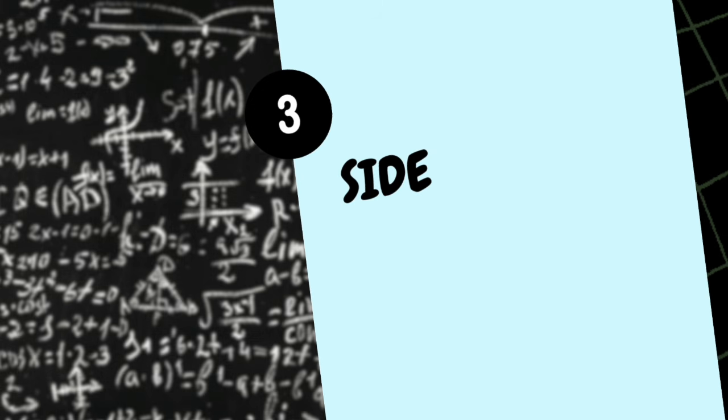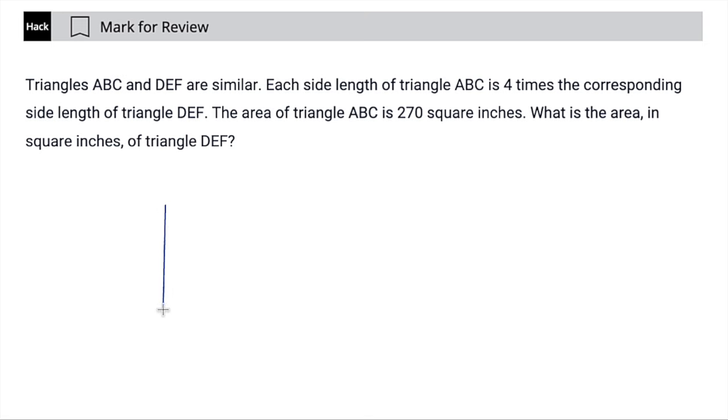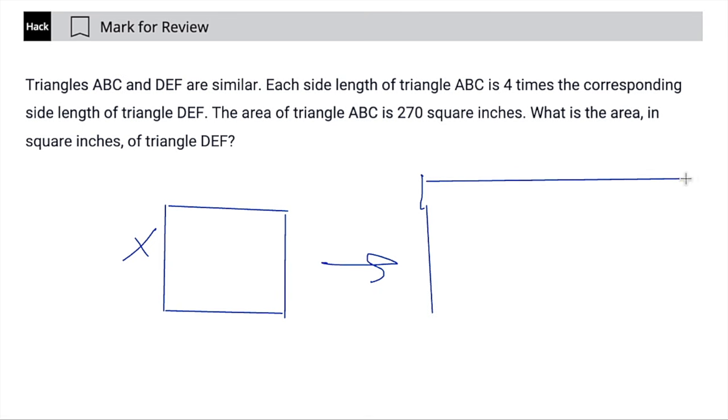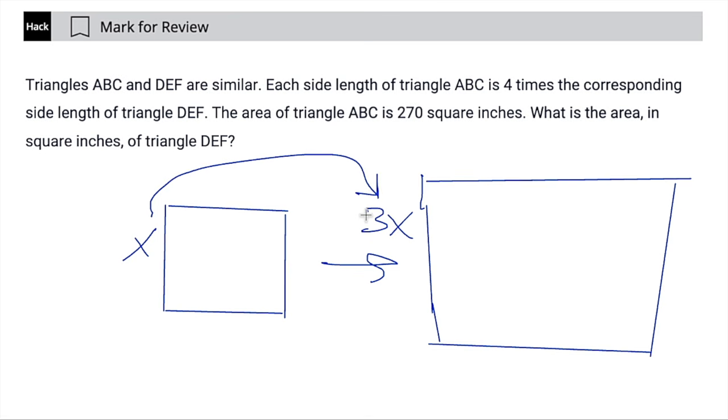All right, next up, we've got the side scaling hack. Basically, if you're given the side of any sort of polygon, let's just go with a rectangle, and we say that this is x, and there's a similar rectangle that is larger, and this is 3x. So a given side of this rectangle is 3 times bigger than this other rectangle. And if you're dealing with perimeter, you can take that same scale factor of 3 and apply it. So if I said that the perimeter of the small one here is 10, then the perimeter of this bigger one would just automatically be 30. Very cool and makes sense, right?